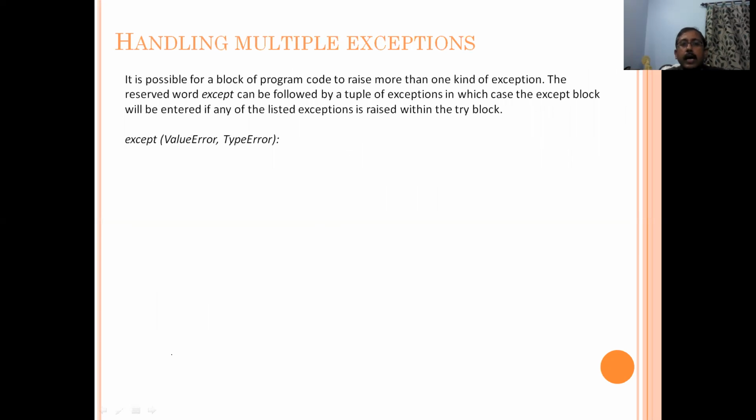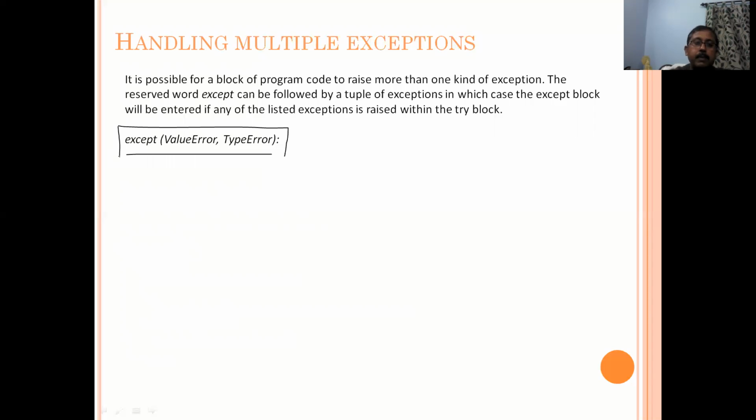Now, there might be situations, obviously you probably already thought of it, where the exceptions might not be only of one type. It might be of different types. How can we handle that? There are two ways to handle that. Either you have an except block with arguments where the arguments are different types of exception.